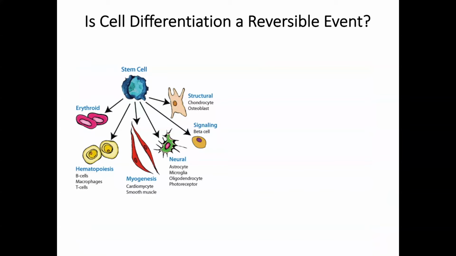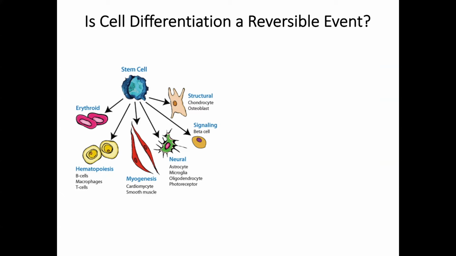Okay, we talk a lot about stem cells and differentiation, right? Now I would like to discuss the process of differentiation. First, what is cellular differentiation? Cellular differentiation is the process in which a cell changes from one cell type to another, okay?